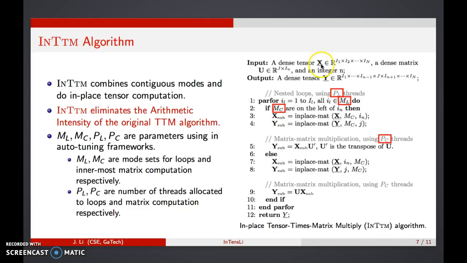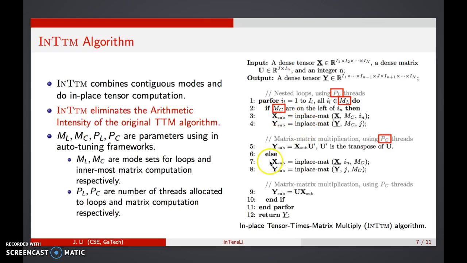The input is a dense tensor, a dense matrix, and the integer n, which represents the mode to do the tensor times matrix. The output is another dense tensor Y. As we said, our InTTM algorithm is also based on matrix multiplication, but we don't need to physically convert the tensor to a matrix. Instead, we combine contiguous tensor modes and do in-place tensor computation here.